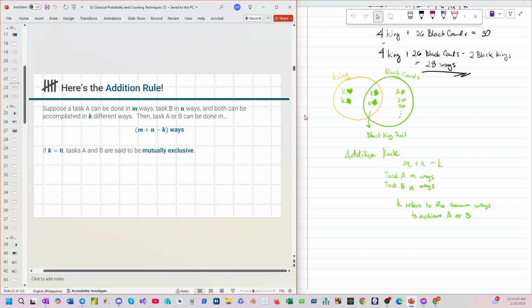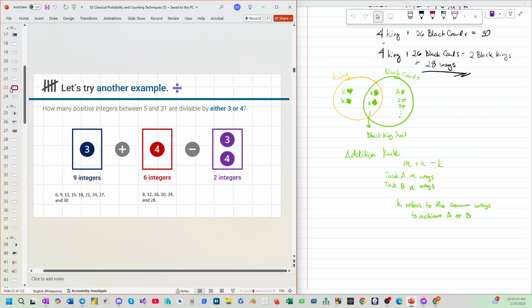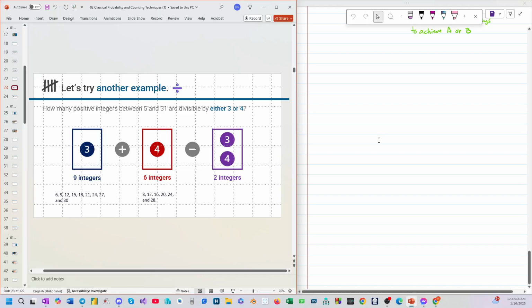Alright. Now, if K is equal to 0, then A and B are said to be mutually exclusive. If we look at the Venn diagram, when we say mutually exclusive, their sets are disconnected. This one is intersecting, or overlapping, so something is common within them. Okay? So let's have another example.